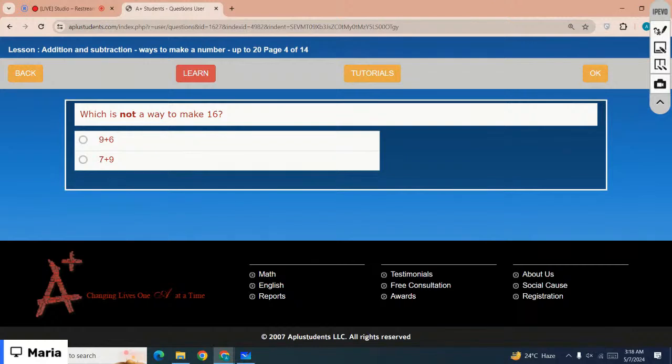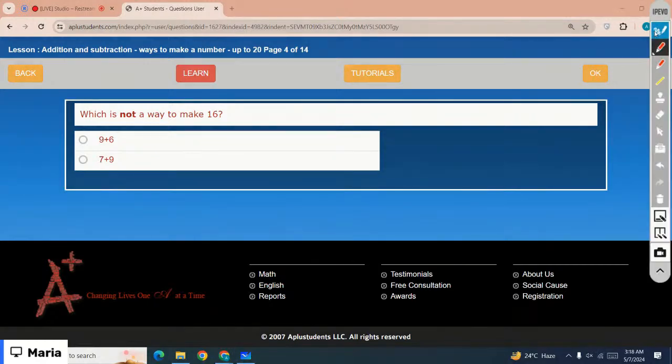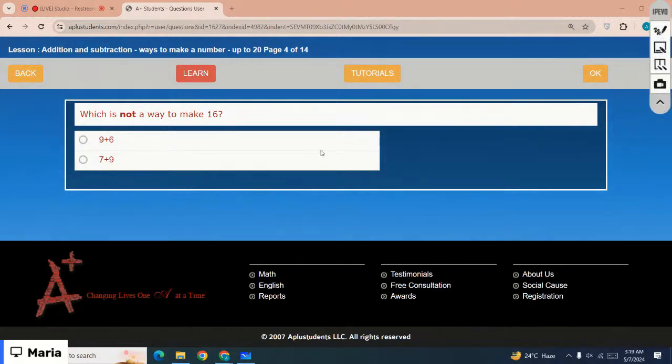Okay, you have to see which one is not the one that makes 16. 9 plus 6 is 15 and 7 plus 9 is 16. So which is the correct option? Not a way to make 16. That is option number 1 because that is the one that is not 16, right? Option number 1 is the correct option.